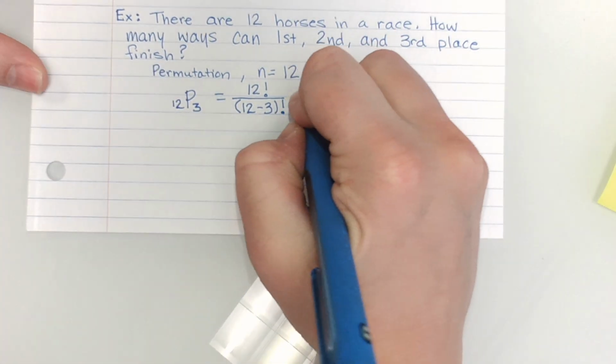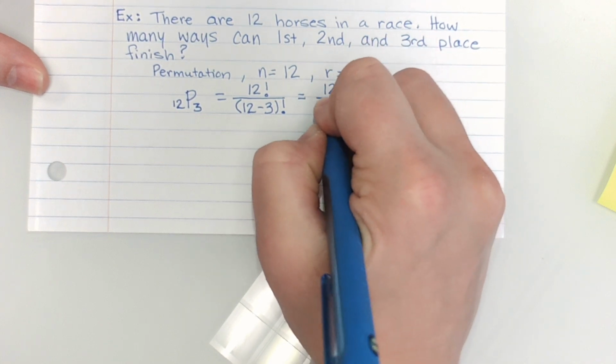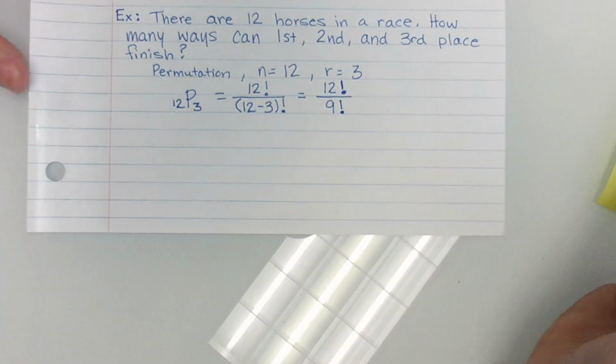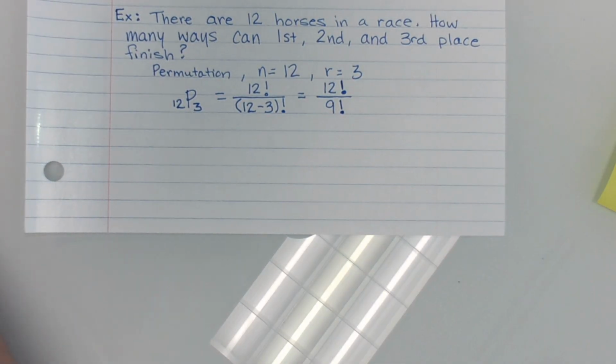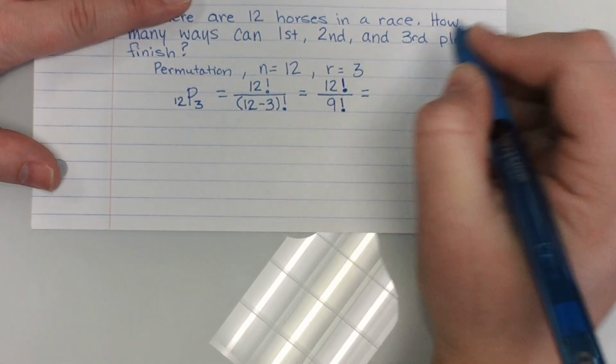So I have 12 factorial over 9 factorial. Now, again, can this go into a calculator? Yes. Do I recommend that, at least for notes you're following along with what I'm doing, without the calculator? Yes. There's a reason for it.